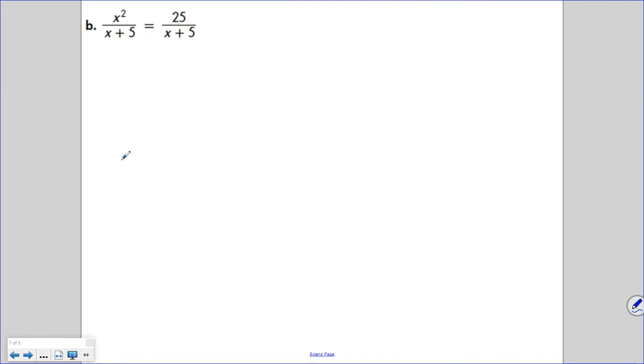And then the last one. Yes, it's the last one. Okay, so I look at the domain: x is not allowed to be negative 5, because that would cause the denominator to be 0. So x cannot be negative 5. Now I multiply both sides by x plus 5. Boom. Look, it makes everything divide out, and I'm just left with x squared equals 25.